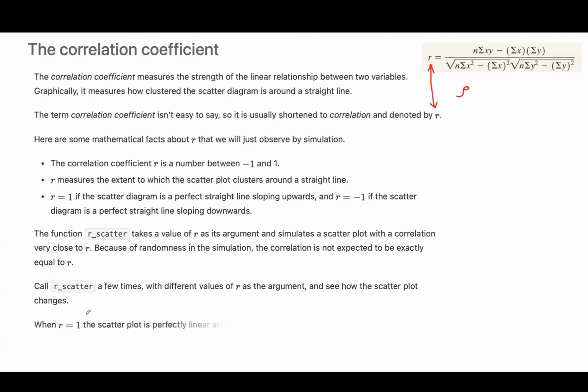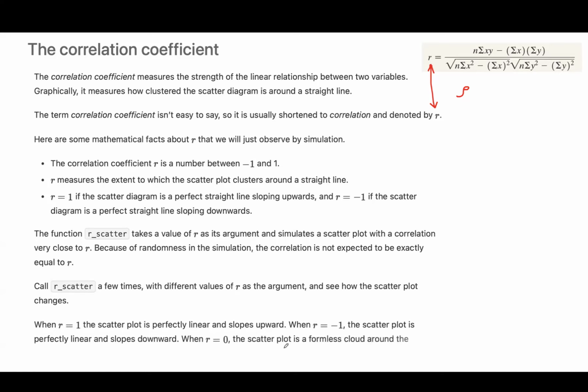When R is equal to 100% or 1, the scatter plot is perfectly linear and slopes upward. When R is -1, the scatter plot is perfectly linear and slopes downward. And as you remember, when R is equal to 0, the scatter plot is a formless cloud around the horizontal axis, and the variables are said to be uncorrelated. It means that they are not linearly correlated. They might have other types of correlation, like nonlinear correlation.